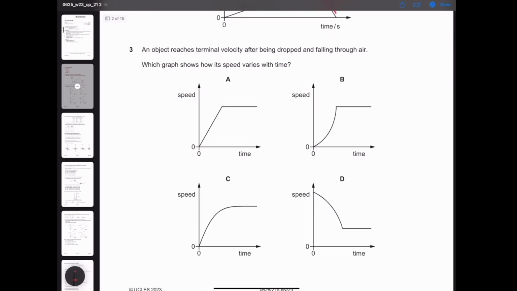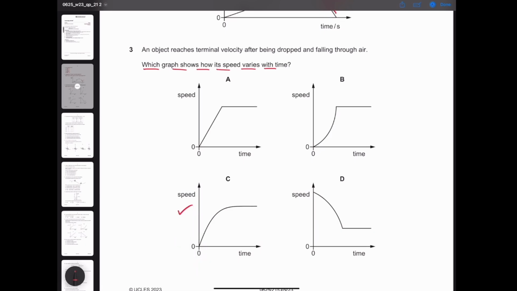An object reaches terminal velocity after being dropped and falling through air. Which graph shows how its speed varies with time? We know that when something is dropped, it starts to accelerate with g. Then after some time, slowly, the acceleration decreases, and when it reaches terminal velocity, the acceleration is 0. So the speed should be constant. So the answer should be C.